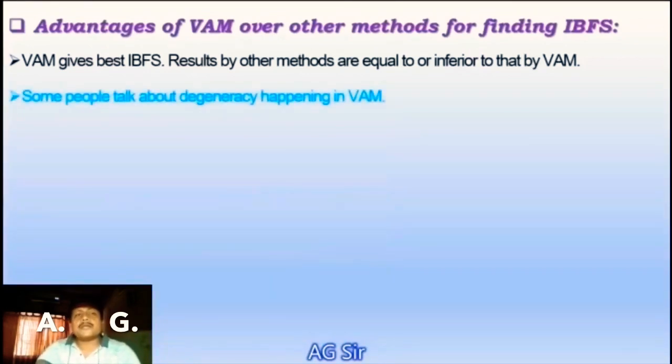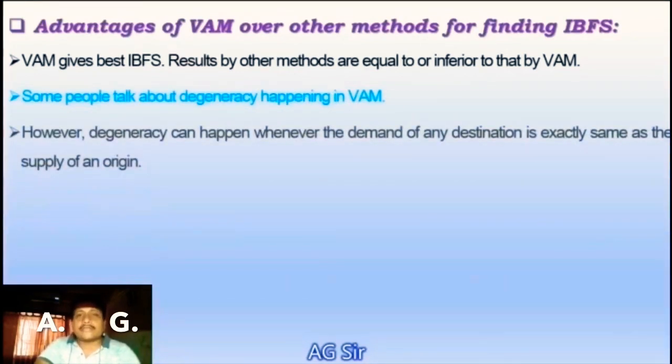Although some people talk about degeneracy happening in VAM, you should note that degeneracy can occur whenever the demand of any destination is exactly the same as the supply of an origin. So let us learn what is VAM.